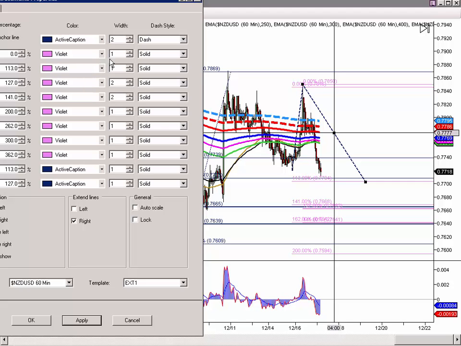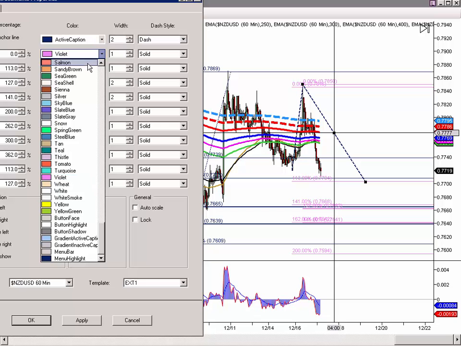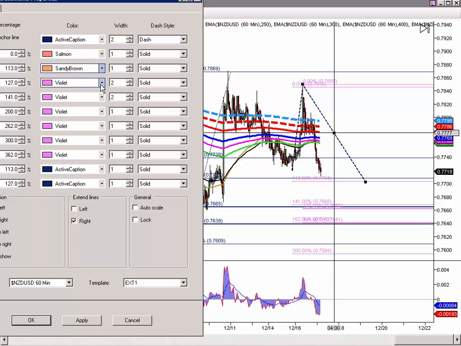All right, let's change the colors so they don't match up with the other ones. Do some salmon. What do you think? Some salmon. Salmonella.